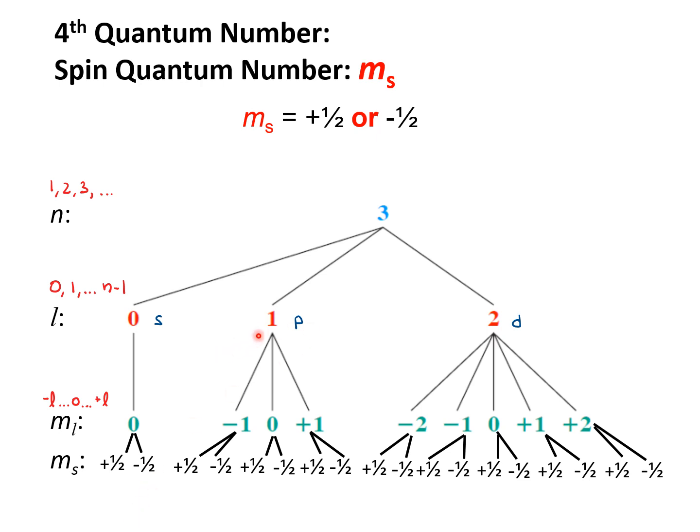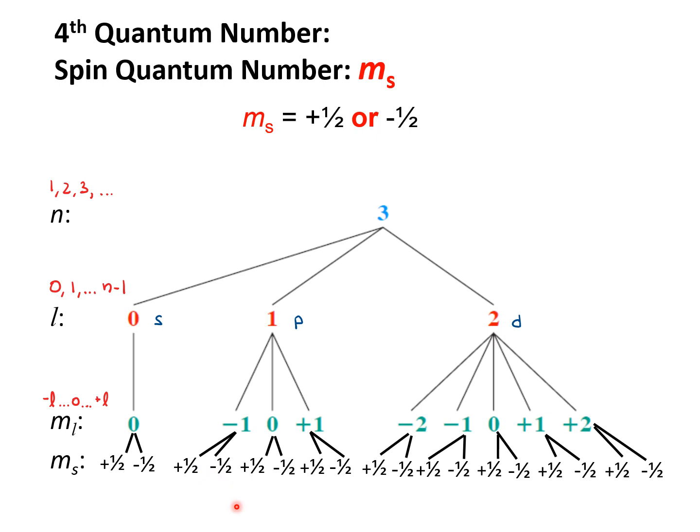In the case of our 3p orbitals, where L equals 1, ML can have allowed values of minus 1, 0, and plus 1, which would represent the 3px, 3py, and 3pz atomic orbitals. And in each of these 3p atomic orbitals, again, we can have a maximum of 2 electrons with spin plus a half and minus a half.